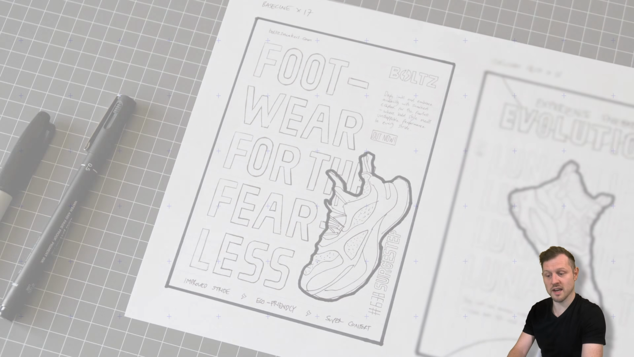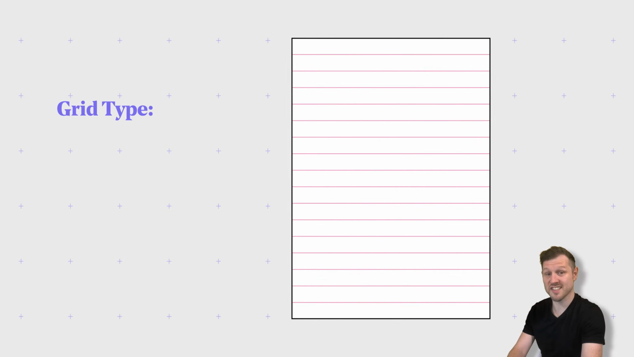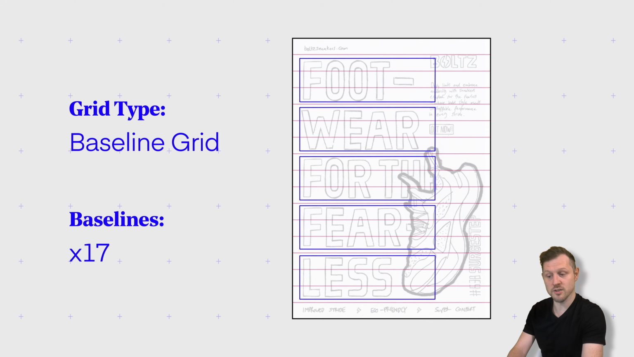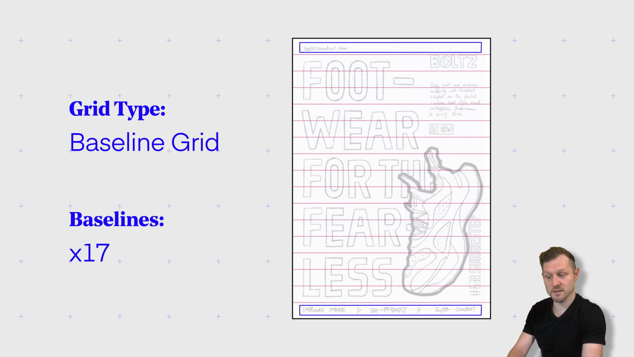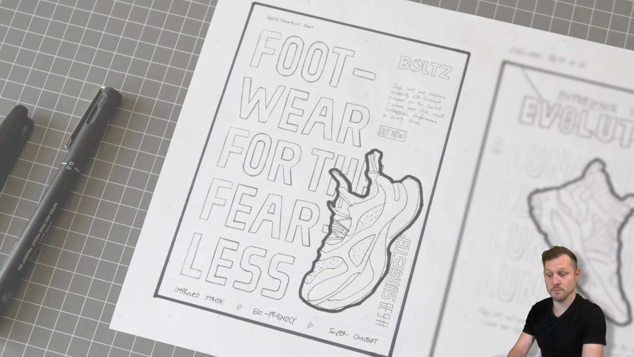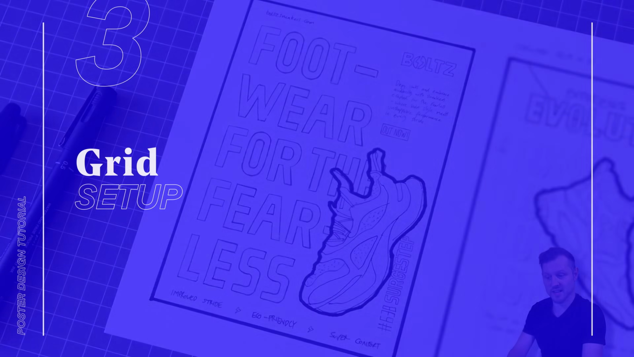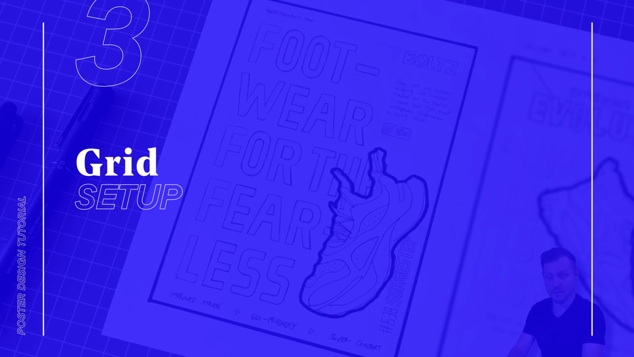So for this poster design, I determined that I would need a baseline grid of 17 for 5 lines to fit into 3 lines and to give me 2 left over for footer elements, one on the top and one on the bottom. And as you can see here, I planned to position all the type elements within the baseline grid structure. So first, I'll set up a simple baseline grid to match my sketch.